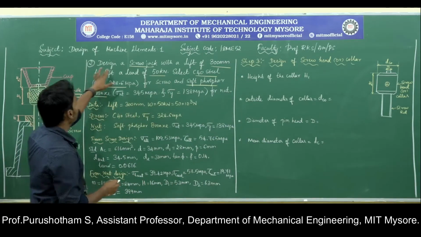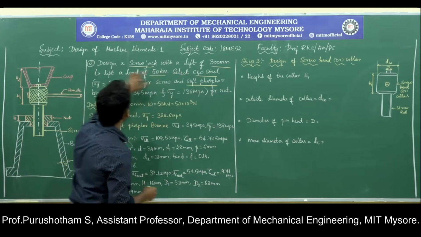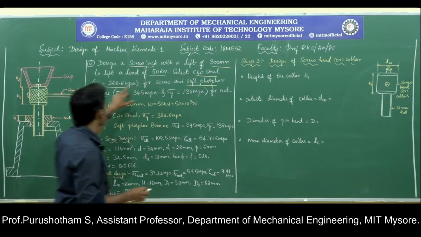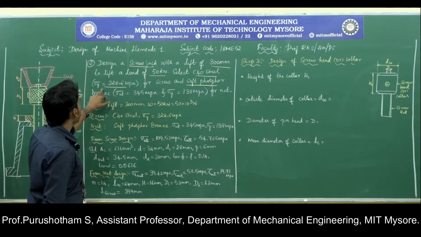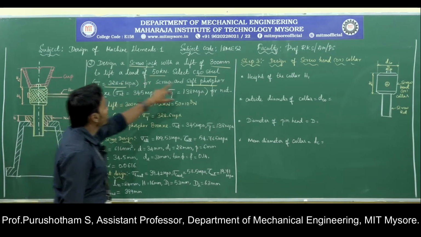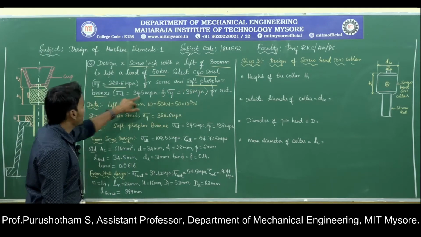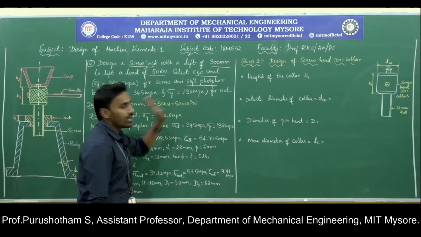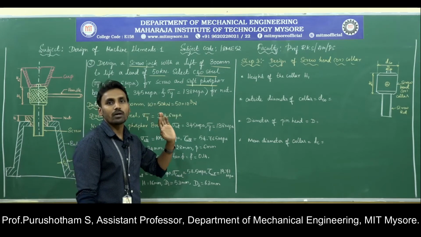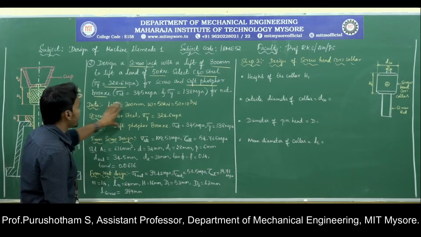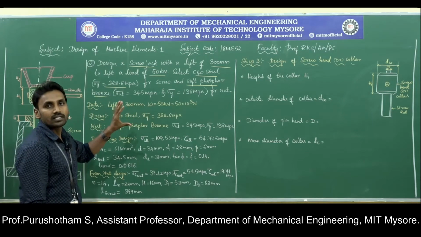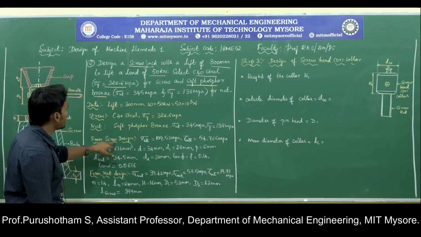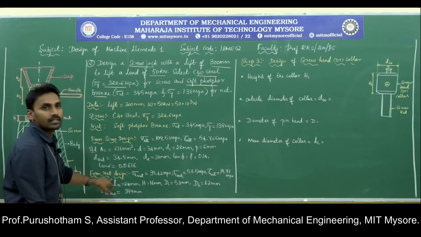The problem is: design a screw jack with a lift of 300 millimeter to lift a load of 50 kilonewton. Select C40 steel for the screw material, for which sigma y is given. Then soft phosphorus bronze for the nut material, for which sigma ultimate and sigma y are given. So this is the given problem. Based on this we extracted the data, and we also completed the design of the screw rod as well as the nut.